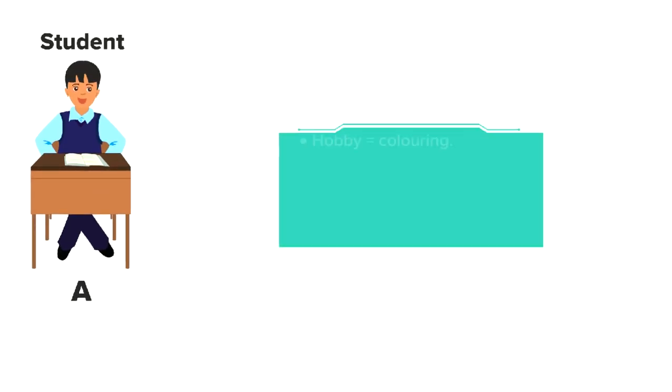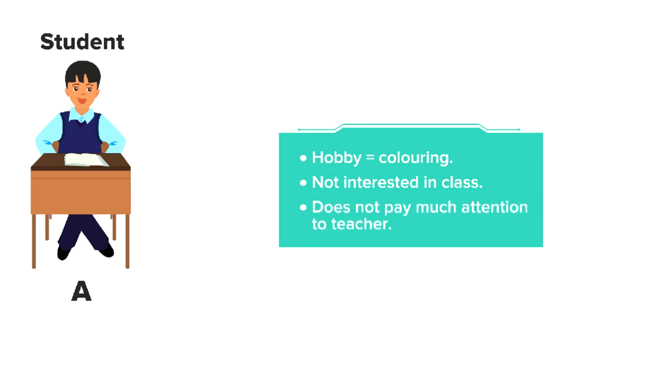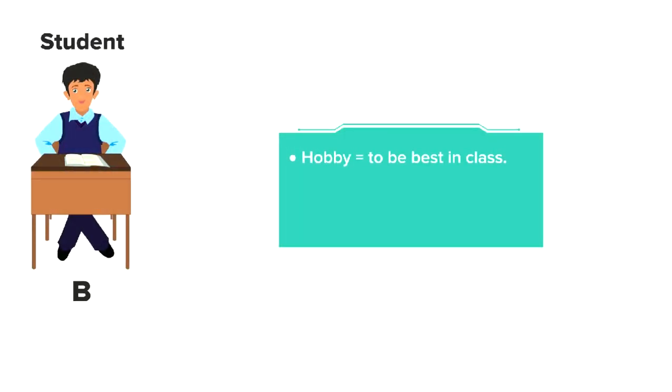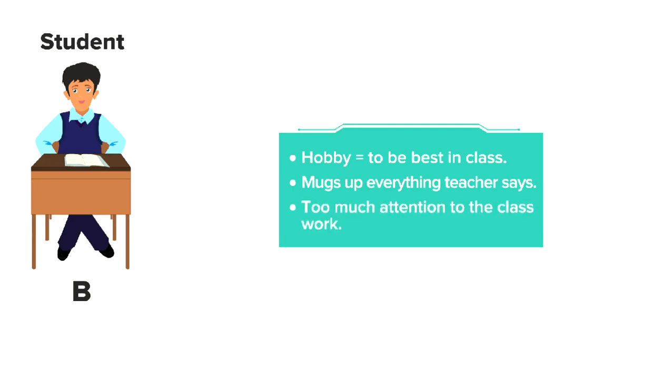Let's begin with student A. His hobby is coloring. He does not like math, like me, and hence he is mostly not interested in what is being taught in the class and therefore does not pay much attention to the teacher. On the other hand, we have a student B who wants to be the best in class. He focuses on memorizing each and every question being taught in class instead of focusing on the key concepts and learning the problem-solving approach.